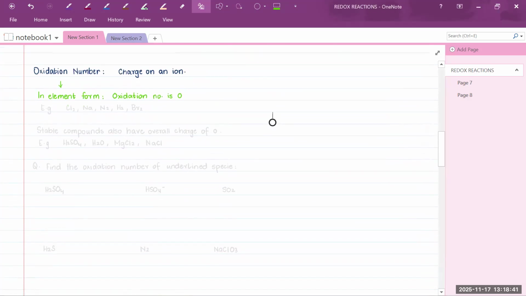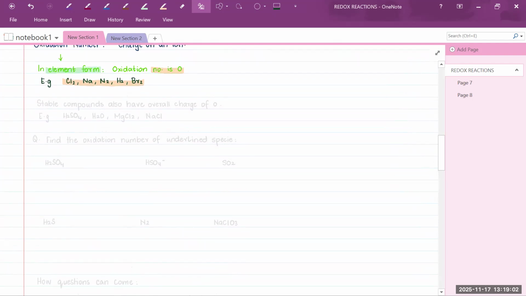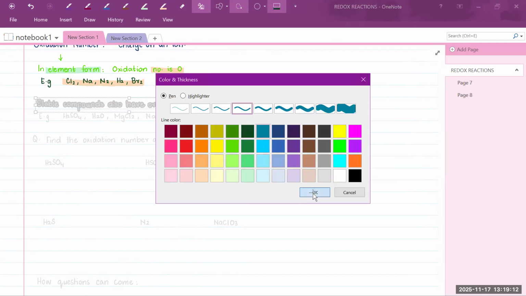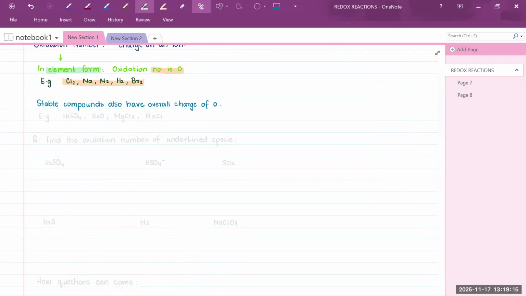What I mean by element form is, for example, you have Cl2, you have Na, these are all in their elemental form and their oxidation number will be 0. Also, stable compounds have an overall charge of 0. Not the elements, but the whole compound will have an overall charge of 0.